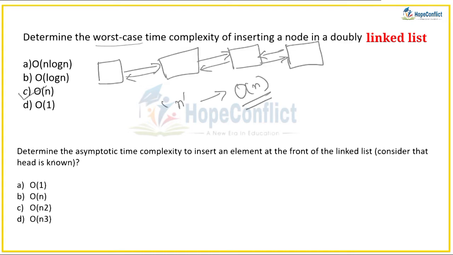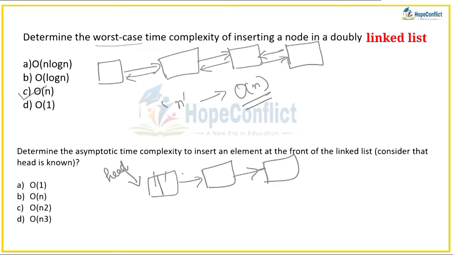Next question: determine the asymptotic time complexity to insert an element at the front of the linked list. So this is your linked list, and this is the head pointer pointing to it. You must know that a head pointer points to the first node. Basically, a linked list node consists of two fields: one is the data field, and the other is the pointer field. The pointer is pointing to the next node; it stores the address of the next node, right?